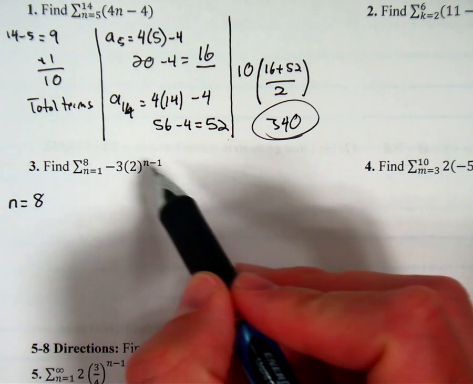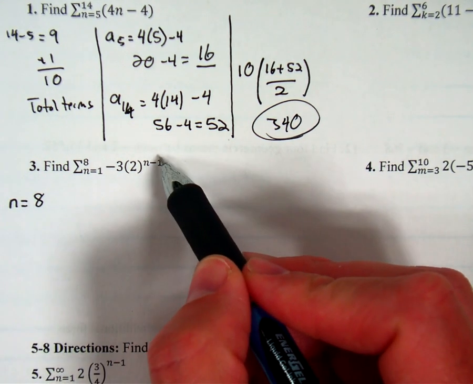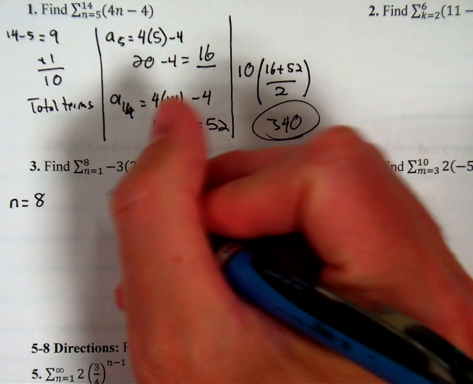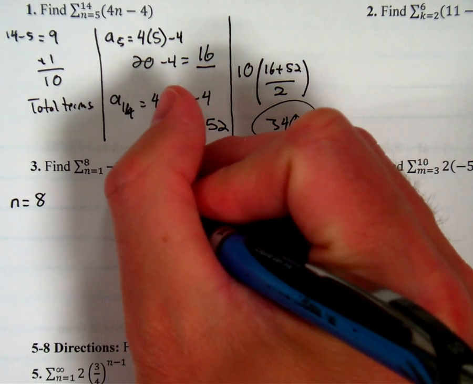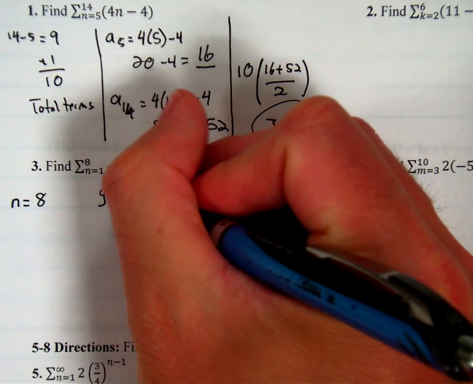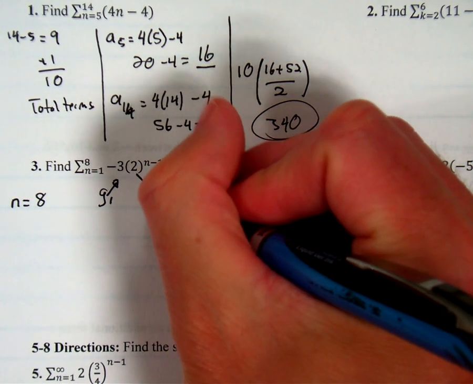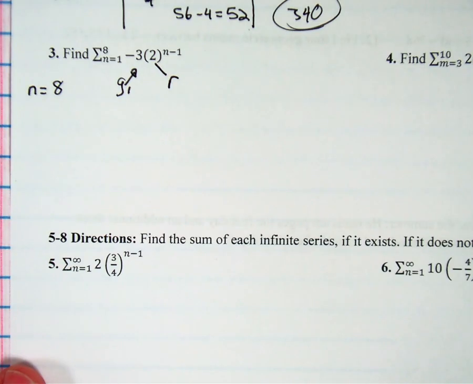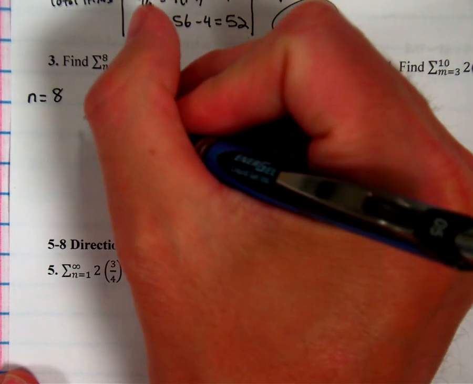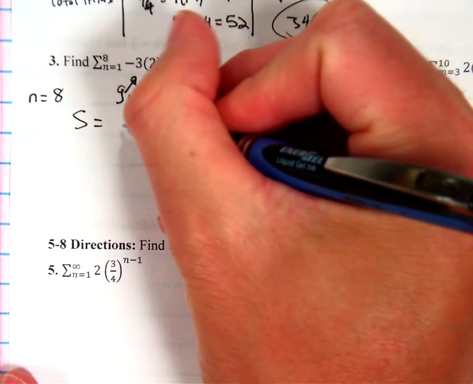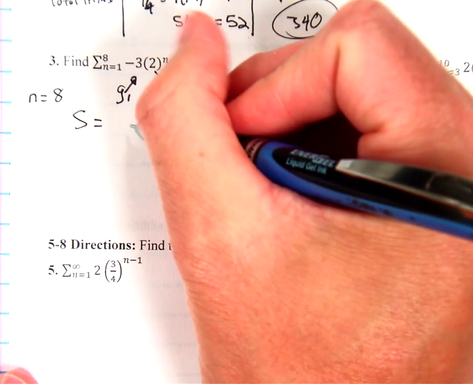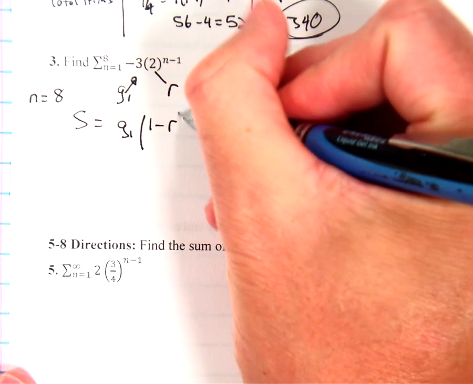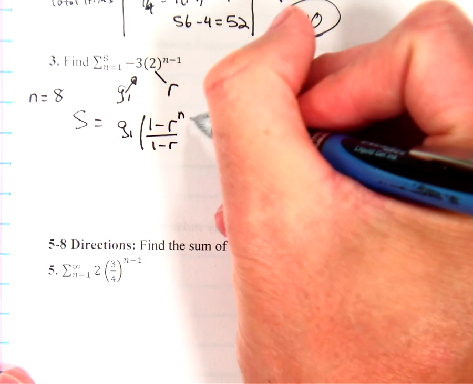If I plug 1 in there, 1 minus 1 is 0. 2 to the 0 power is 1. And 1 times anything stays that same thing. So that front number then is our G1. And the number in the parentheses is our R value. Okay, the sum formula for a geometric series is, that's an S for sum, not a 5. G1 times 1 minus R to the nth power over 1 minus R.